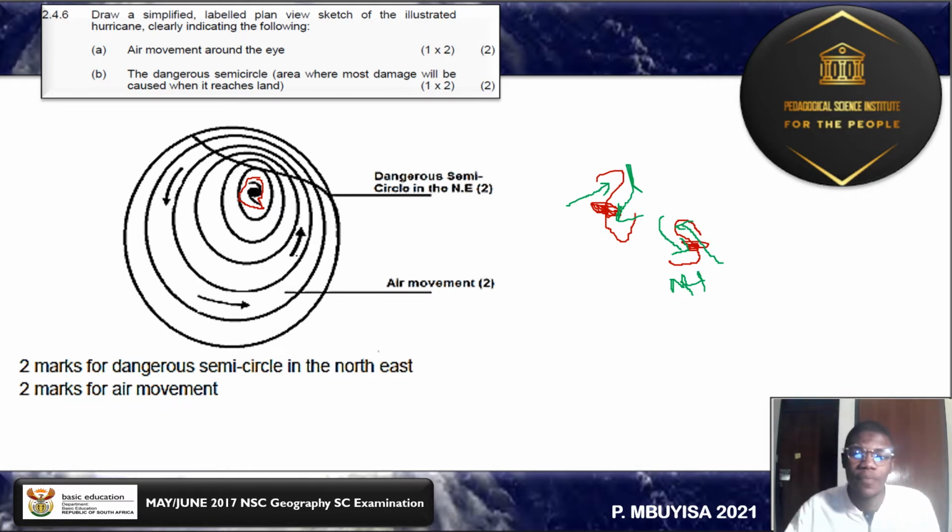And remember, your dangerous semicircle is always in the first vortex, in a section of the first vortex that extends from the eye wall to that northeastern section over there. And the air movement, of course, will be anti-clockwise, because all tropical cyclones rotate in an anti-clockwise direction in the northern hemisphere.